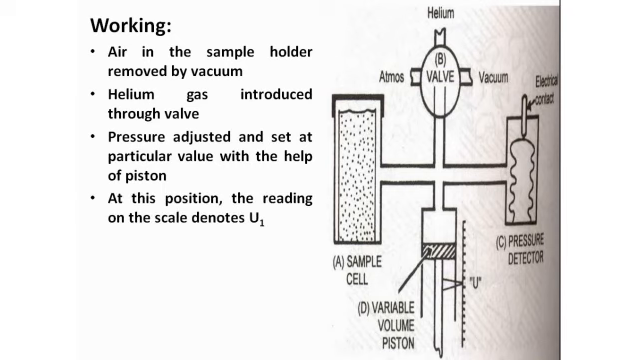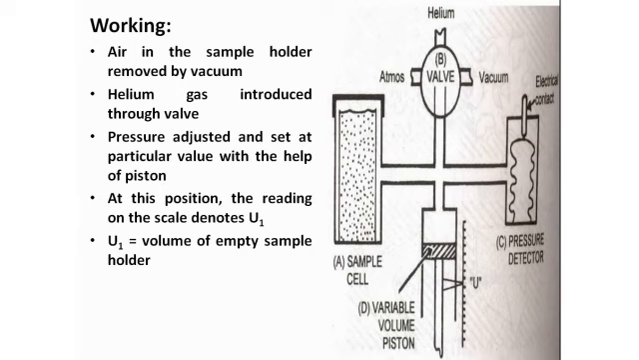Now suppose after giving a pressure of 30 psi, the reading on the scale, suppose it is U1. After we have pushed it upward, it will give you a reading. This is the arbitrary scale actually. So U1 is the reading of the scale after adjusting the pressure. Clear?